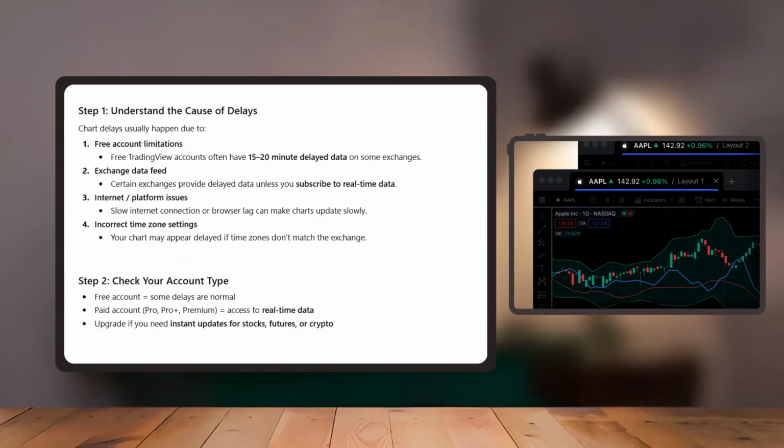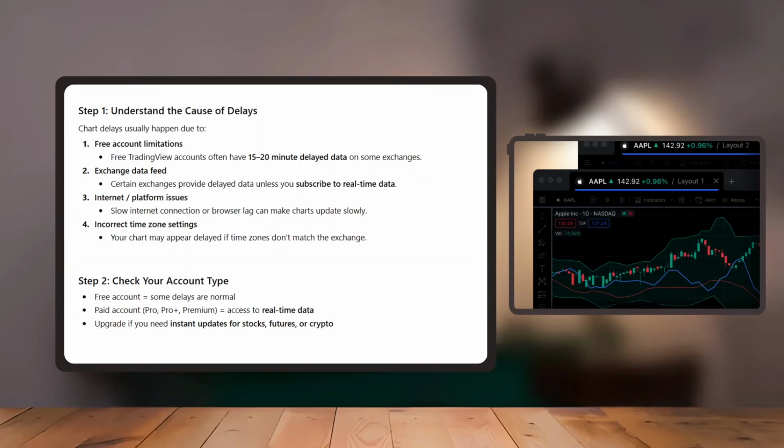First, understand the cause of chart delays. These delays usually happen for several reasons. Free TradingView accounts often have 15 to 20 minute delayed data on some exchanges. Certain exchanges provide delayed data unless you subscribe to real-time data. Slow internet connections or browser lag can make charts update slowly. Incorrect time zone settings may also make your chart appear delayed if they do not match the exchange.